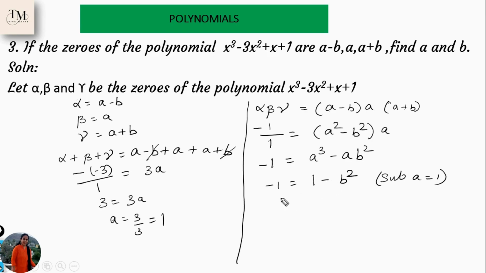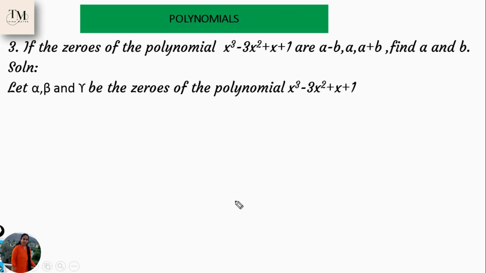So I take this minus b square to the left hand side, and it will become plus b square. Here this minus 1 comes to the right hand side and becomes plus 1, so it is equal to 2. So b square equals 2. Then taking the square root, we get b is equal to plus or minus root 2. So the values are a equal to 1 and b equal to plus or minus root 2. These are the values of a and b. I hope you can understand.